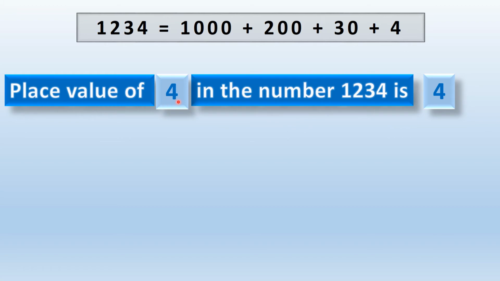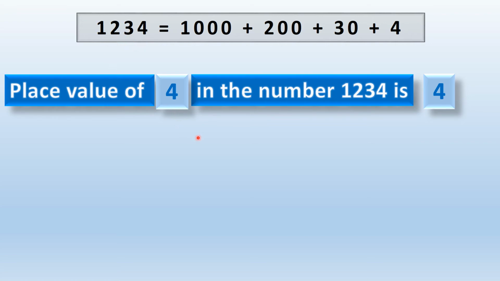Place value of 4 in the number 1234 is 4. So place value of 4 here is 4 since it is in ones place. So since the place value of a digit depends on position in a number, for that reason I am writing this number while writing place values of each digit. So this is how you should write place values of each digit of a given number.